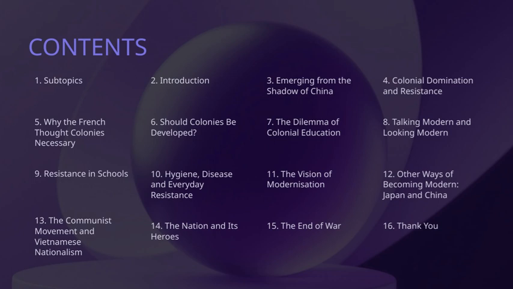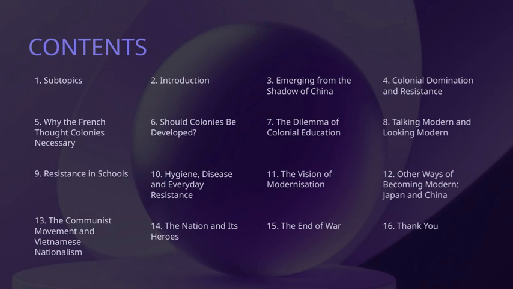The impact of colonial domination and the various forms of resistance against it is another crucial theme. Colonized societies weren't passive. They resisted in many ways, challenging the structures imposed upon them. As we move toward the end of conflicts, the end of war marked pivotal moments that influenced national identities and future trajectories. Alongside this, the vision of modernization was often idealized. What did societies hope to achieve, and how did these visions shape policies?